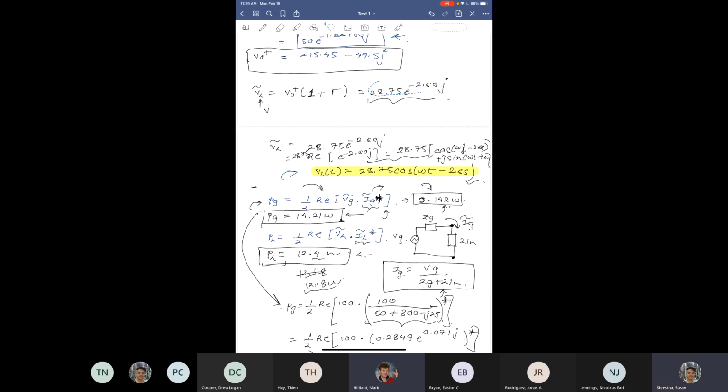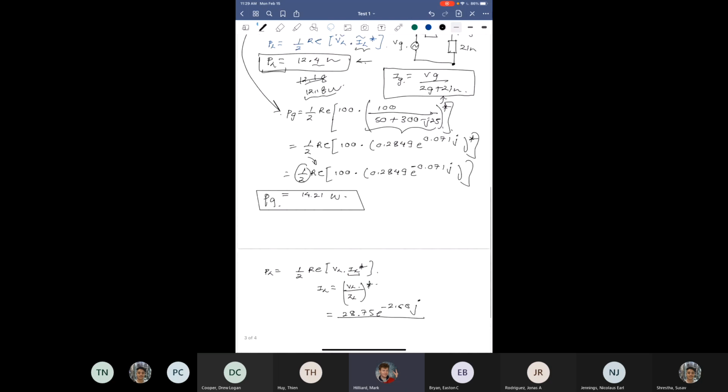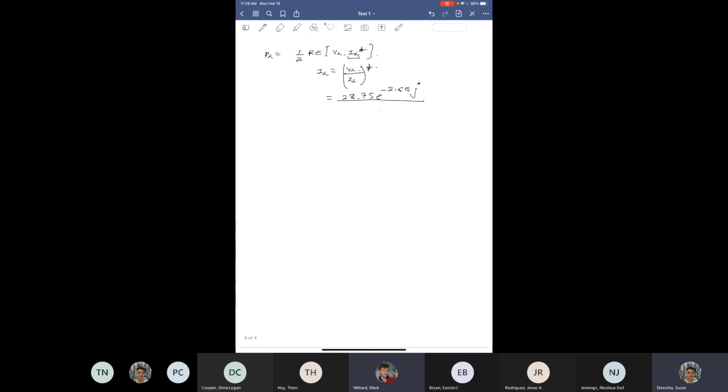28.75, right? Okay. What do you have? And the ZL I had 9.1495 minus 14.88j. Yeah, plug that into your calculator. It was the conjugate of that, the 9.1 thing. And is it conjugate in the whole thing, or just the denominator? The whole thing. Okay, that probably is it. One second.